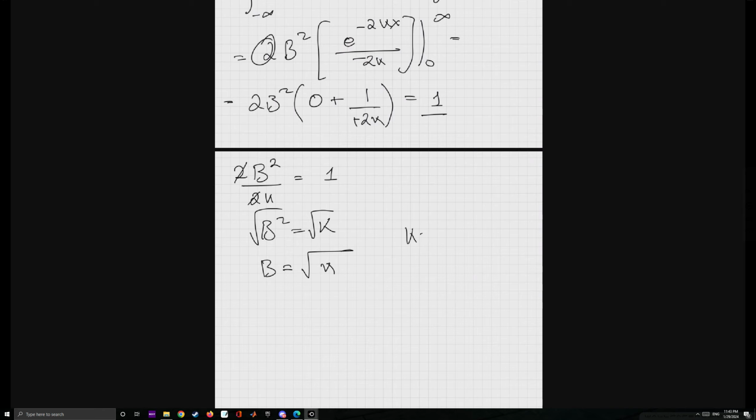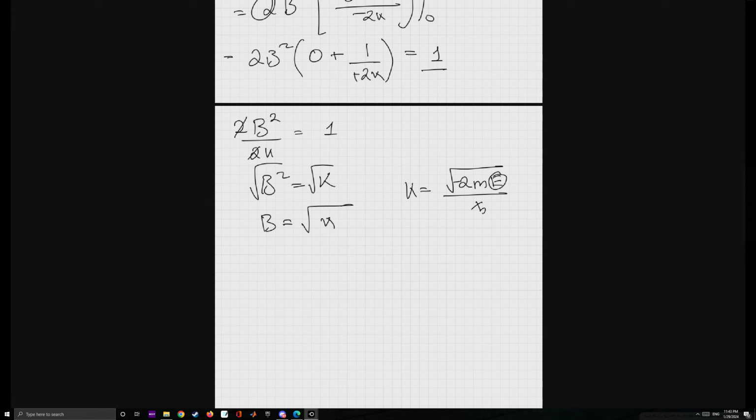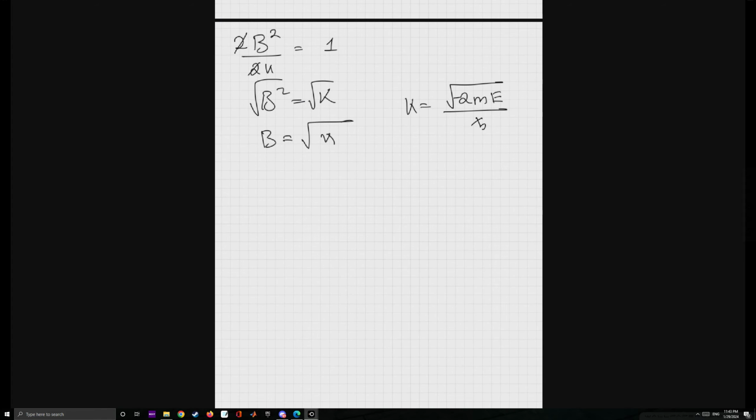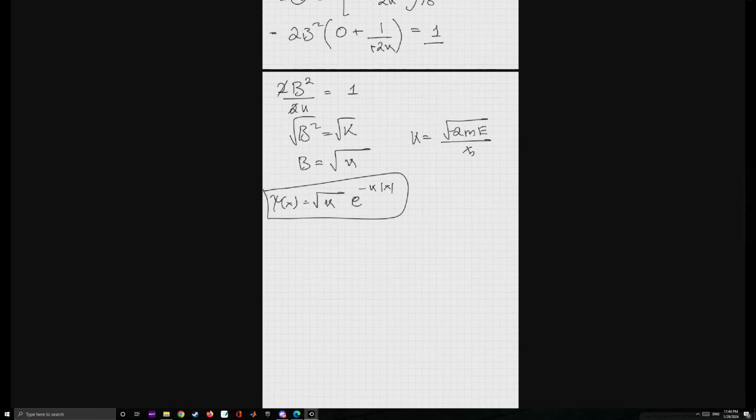We know that k, again, equals the square root of negative 2mE over h bar squared, and we also know what E is. So we can just write it like that. I'm not going to fully write out what k is, so I'll just leave it as the square root of k, e to the negative k absolute value of x. Write it like that. So that's the final solution, normalized as well.